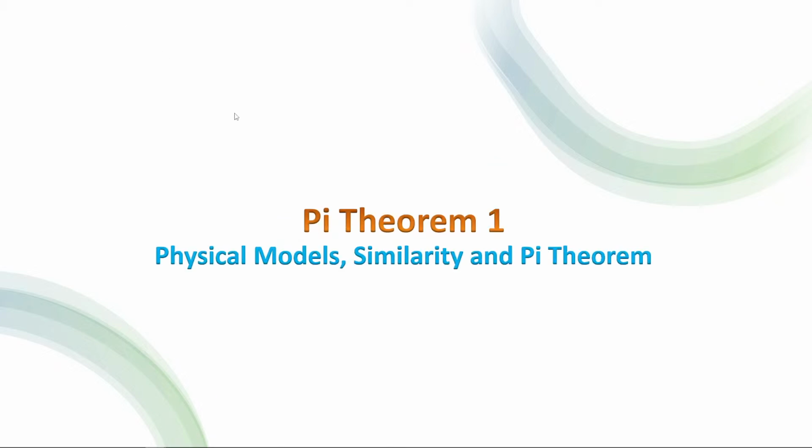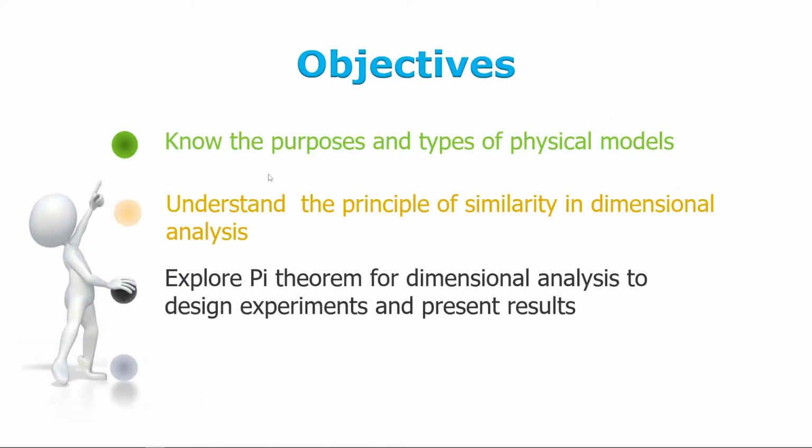In the first part we will learn about physical models, the principle of similarity, and how the pi theorem connects these two together. So what you will learn in this video is the purpose and different types of physical model. You will understand the principle of similarity in dimensional analysis, like the similarity between a physical model and a prototype. So physical models are basically a replica of an object or a system.